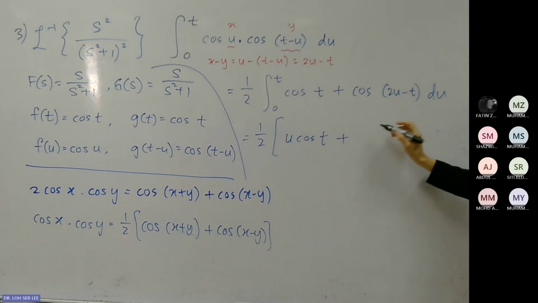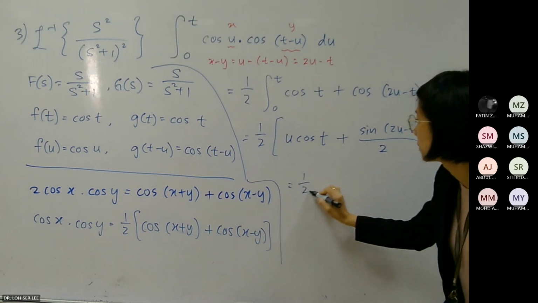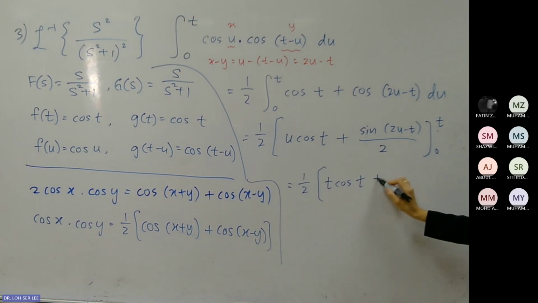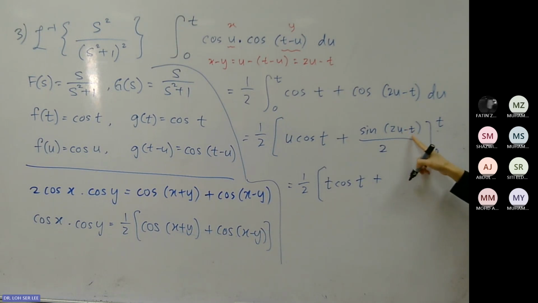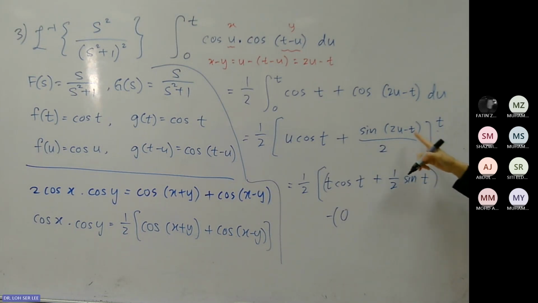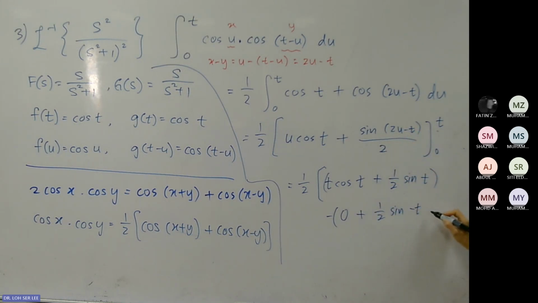This function, there is a u here, so we are integrating cos. We get sine with the same angle over 2, with respect to u, from 0 up to t. Now t, we substitute into u. So t cos t plus, this is 2t minus t, you get t. Minus 0 substituted into u, and then 0 into this, you get sine negative t, plus half sine negative t.